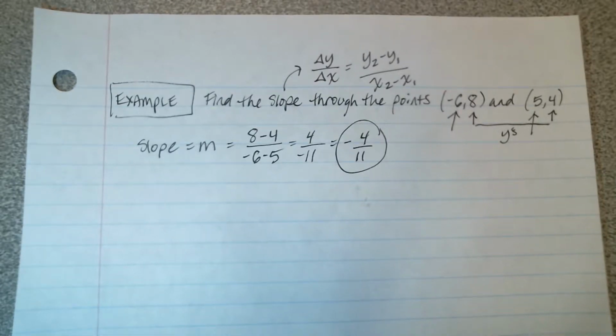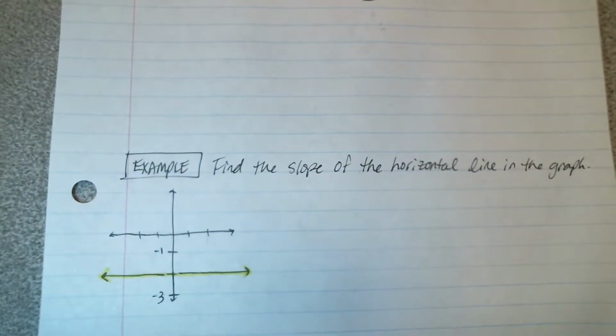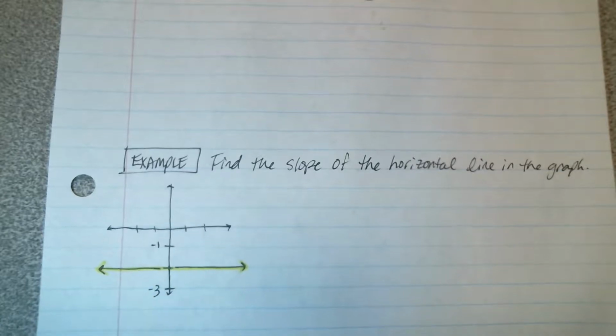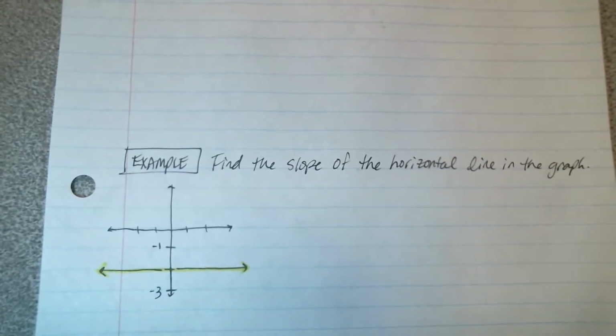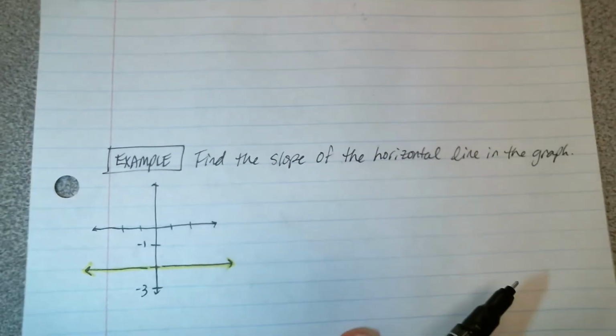Okay, what if I gave you the problem instead using a graph? So here I'm asking you to find the slope of the horizontal line pictured here, and I've highlighted it in yellow to make it a little easier to see. Okay, so actually to solve this problem, what I'm going to do is identify 2 points on this line and use the same strategy we did in the first example.